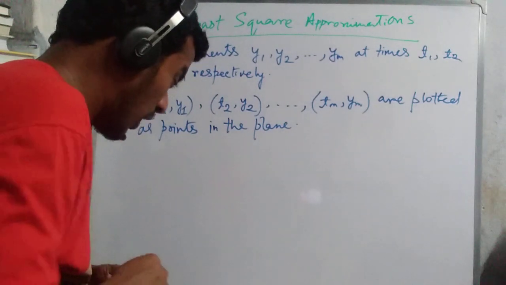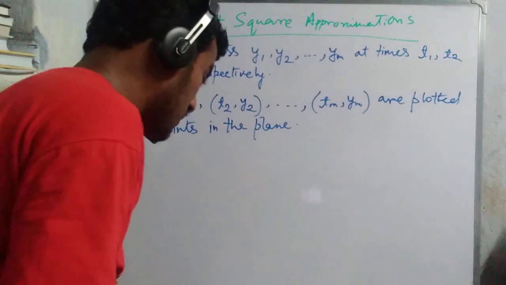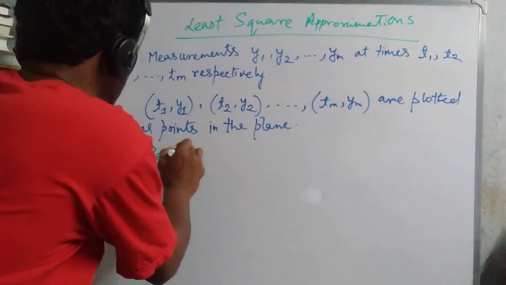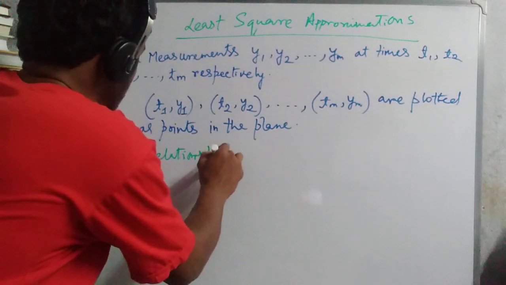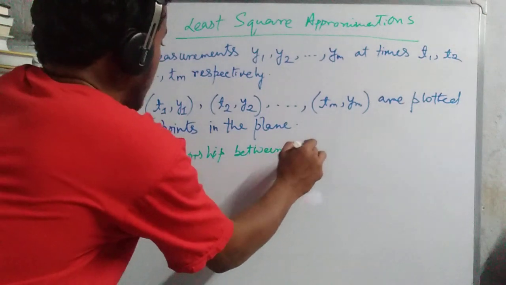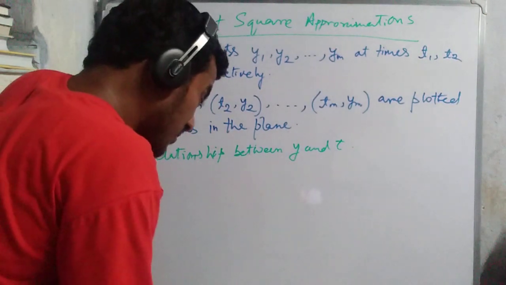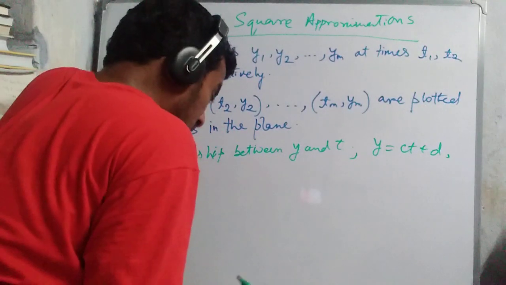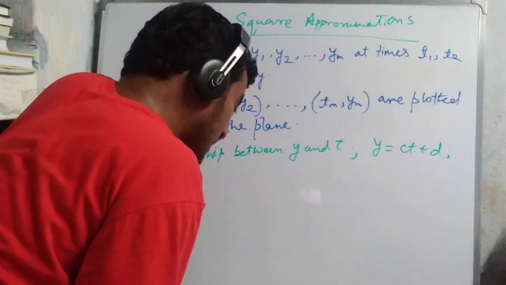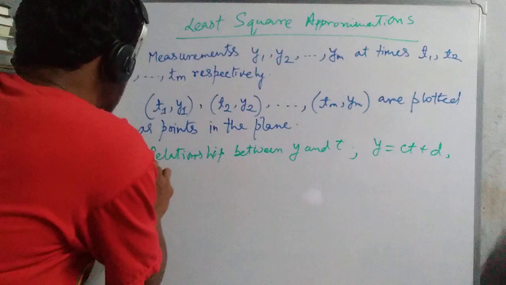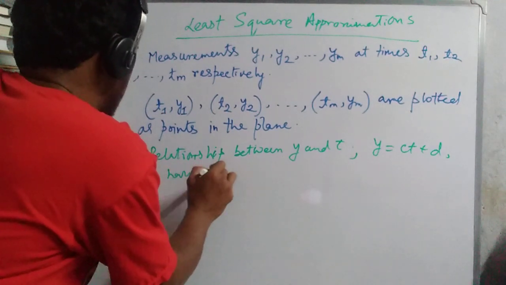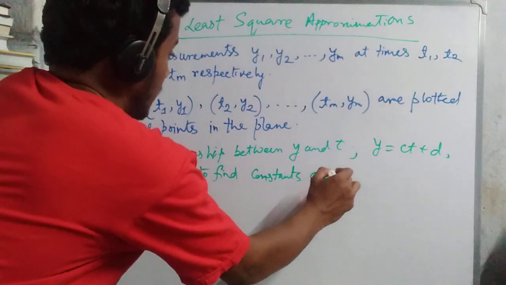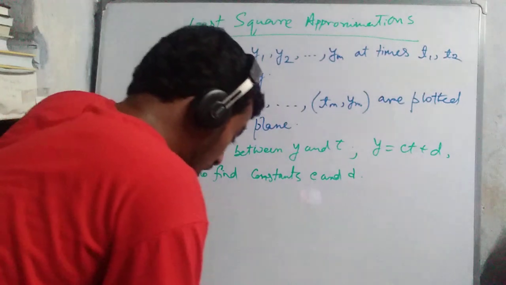Now there exists an essential relationship between y and t. We write this relationship as y equals ct plus d, where c and d are constants. We have to find the constants c and d. Sorry, not t, t is the variable here.